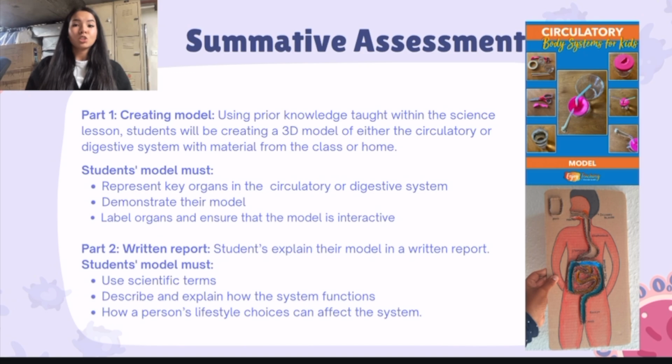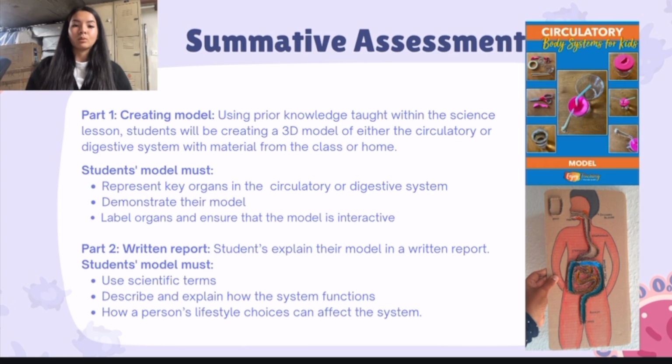This means that students should be able to demonstrate how the system functions, and this could include the removal of parts, visual pathways, or simple mechanics that can illustrate the flow of the blood or the movement of food through the digestive tract. While Part 2 of the assignment involves a written report where students will produce a short report that explains how their chosen system works.